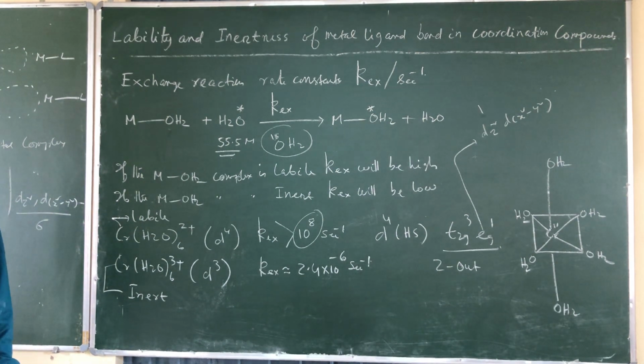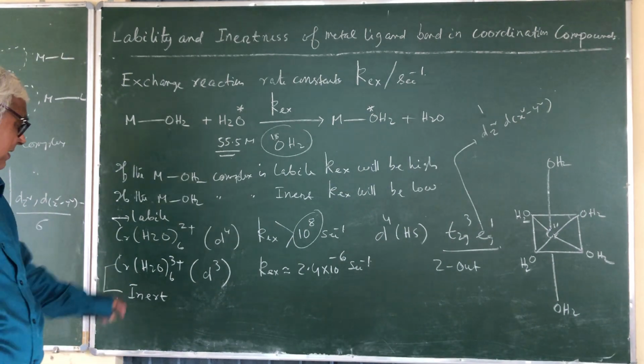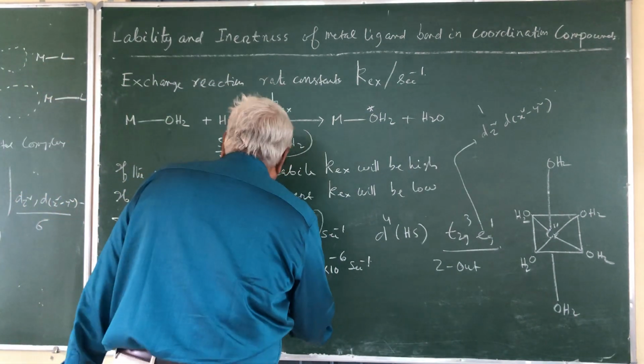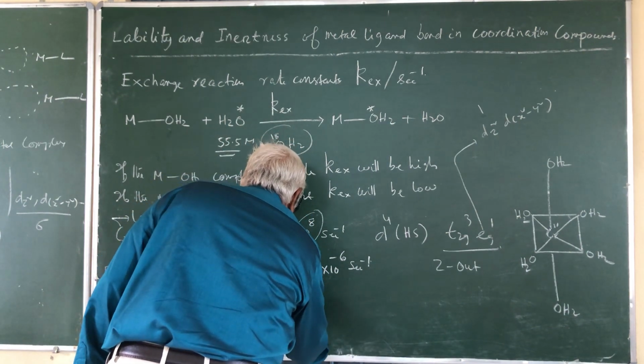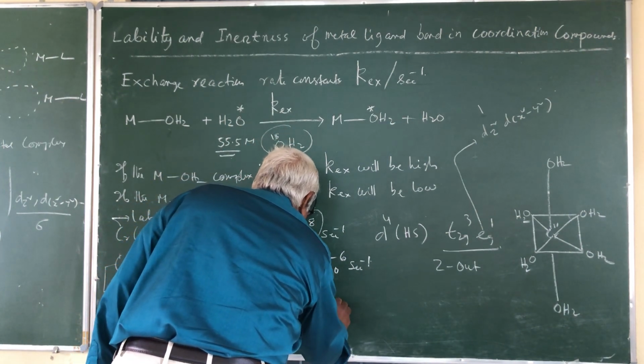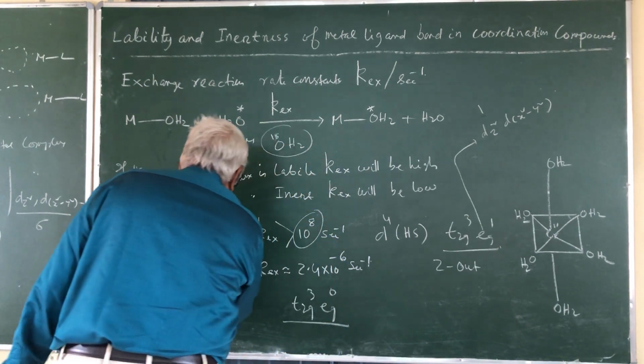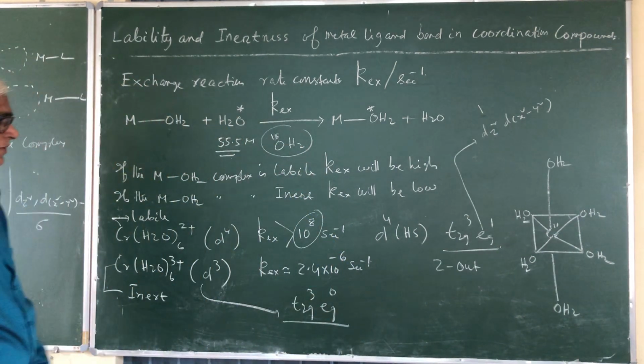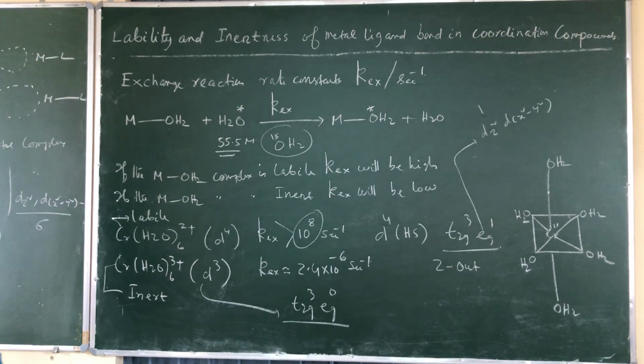What is Jahn-Teller distortion? If the Eg orbital is unsymmetrically filled in a tetrahedral or octahedral complex, then only there will be Jahn-Teller distortion. So in a D9 system there will be Jahn-Teller distortion, and in a D4 high spin system there will be Jahn-Teller distortion. Here no Jahn-Teller distortion is possible because this is D3, so T2g3 Eg0. So D3 means T2g3 Eg0, so no Jahn-Teller distortion.